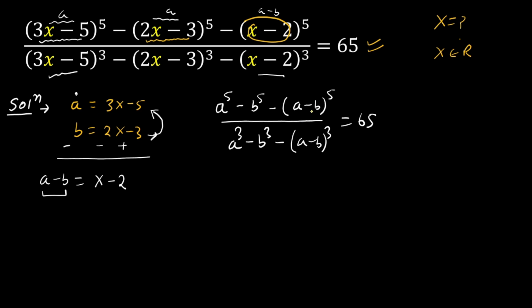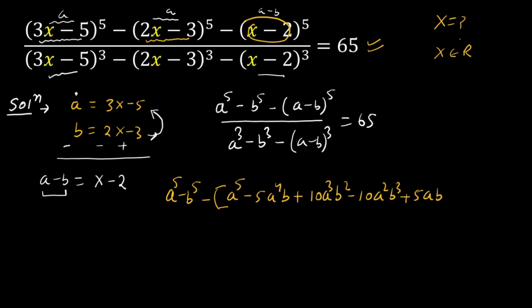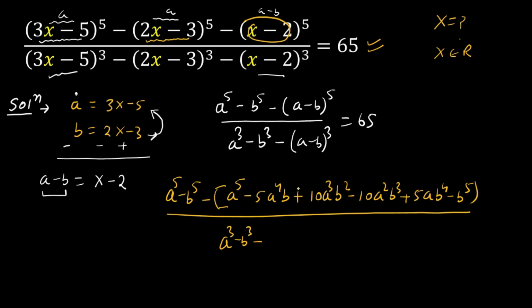In the numerator we have a − b whole power 5. We know the algebraic identity of (a − b)^5, and also of (a − b)^3. In the numerator, first a^5 − b^5 − (a − b)^5, where (a − b)^5 is a^5 − 5a^4 b + 10a^3 b^2 − 10a^2 b^3 + 5ab^4 − b^5, divided by a^3 − b^3 − (a − b)^3, where (a − b)^3 is a^3 − 3a^2 b + 3ab^2 − b^3, and this is equal to 65.